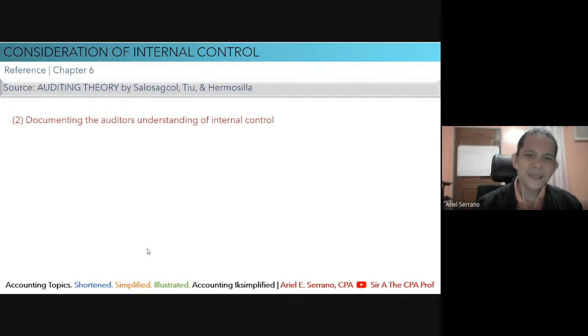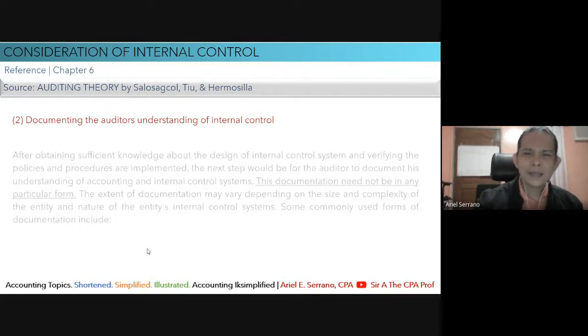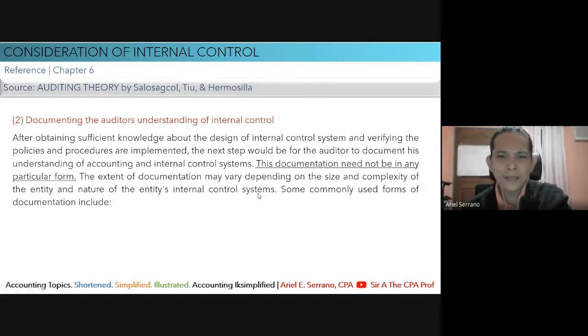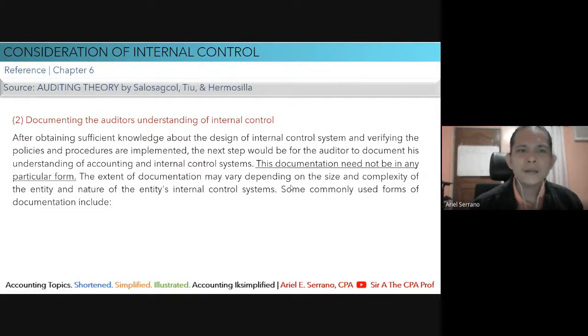Pangalawa, document na natin ito. Yung understanding natin ng internal control. Sa paanong pamamaraan itong documentation. Sabi dito, at ito yung aking in-underline, yung documentation need not be in any particular form. Wala itong specific instruction na dapat ganito yung susundan natin. Yung extent ng documentation may vary. It will depend based on the size, yung laki ng company na ina-understand mo, yung complexity ng operations nito, ng mga systems nito, the nature, of course, yung nature of the entity's internal control system.